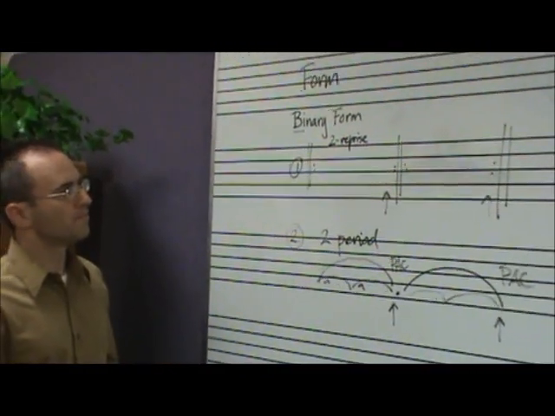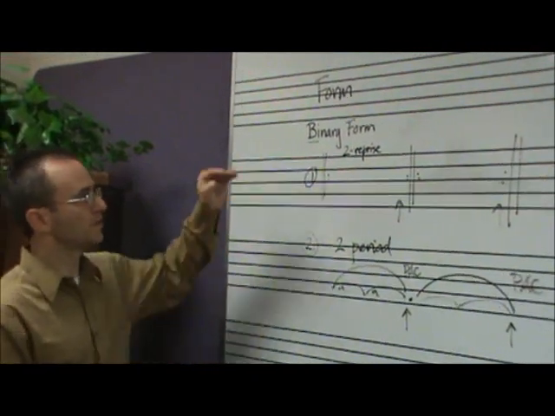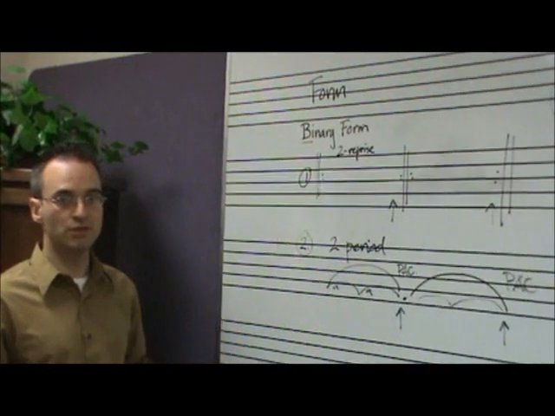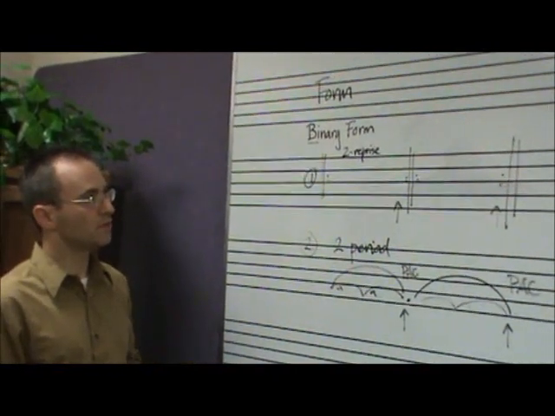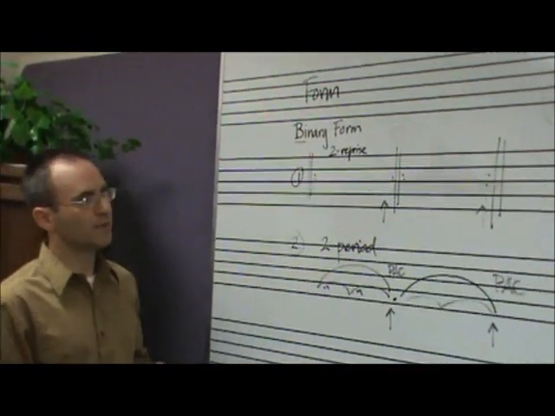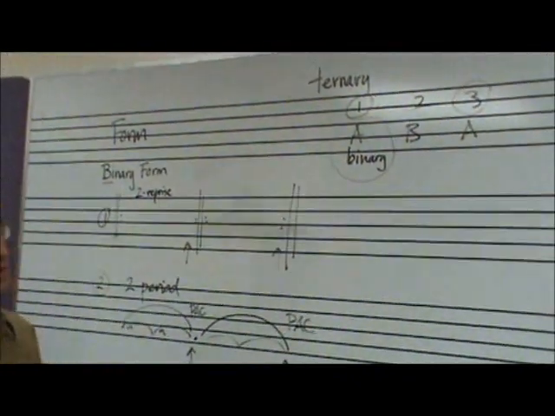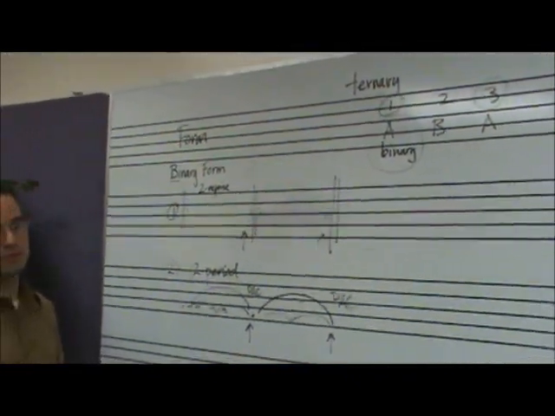So now that we've got that basic definition down, binary, two-part, and in what sense is it two-part, now we can move on to, well, how do we get that pattern of contrast and return? Here we talked about ABA, and a lot of times you're going to get that in binary form as well.